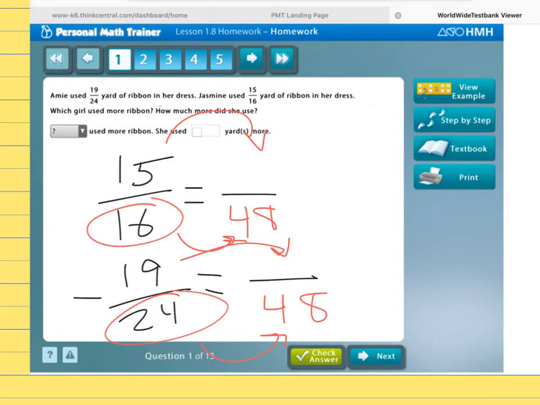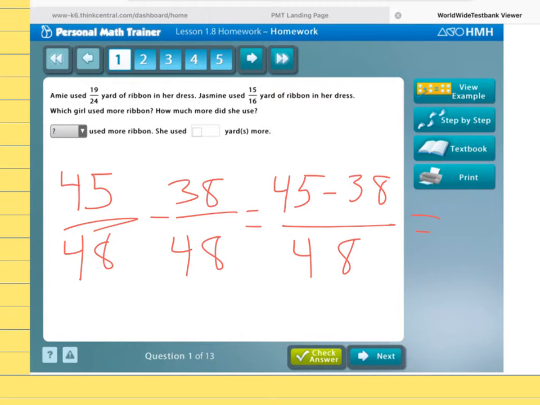So now that I found my lowest common denominator of 48, I now use the double rainbow strategy. 16 times 3 will give you 48, and what you do to the bottom, you do to the top. So that's going to be 45/48ths, and 24 times 2 is 48, and 19 times 2 is 38. So I now have equivalent fractions of 45/48ths and 38/48ths, so now I can compare them. Again, use a calculator to help you with the calculations if you don't know these facts.